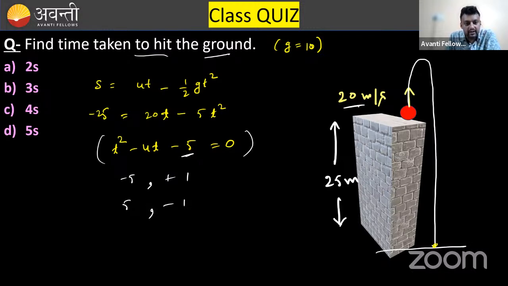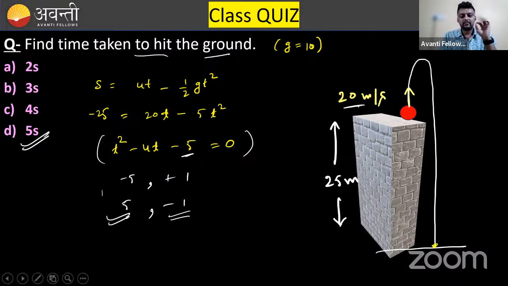I have solved the quadratic in a very shortcut method. I will teach you how to solve the quadratic in such a small time. That 5 comma minus 1 is the answer. Time can never be negative. So 5 seconds is the answer, which is option number D. 5 seconds is the answer.